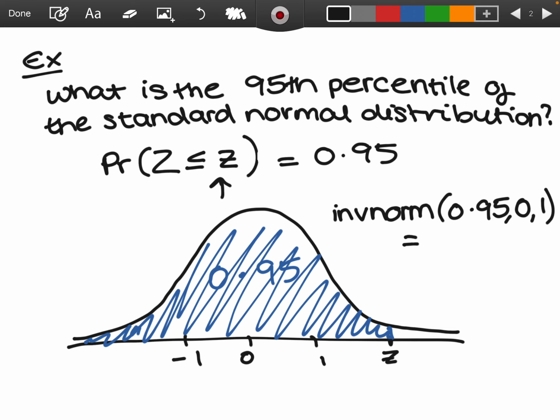When you go ahead and plug this into your calculator, you should find that the value that you get back is 1.65. Okay, so that tells me that 95% of my data is less than 1.65. Another way of stating this is that 95% of the values are less than 1.65 standard deviations above the mean. That is true for standard normal distribution because we have a standard deviation of 1.